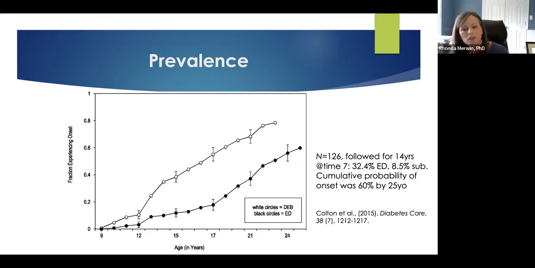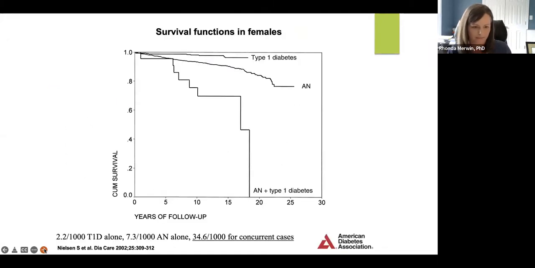And then if you look at the cumulative probability of onset, 60% by age 25. So by the time they're 25, 60% of them have had an eating disorder or subthreshold eating disorder of clinical significance. So this is pretty profound. Go ahead.